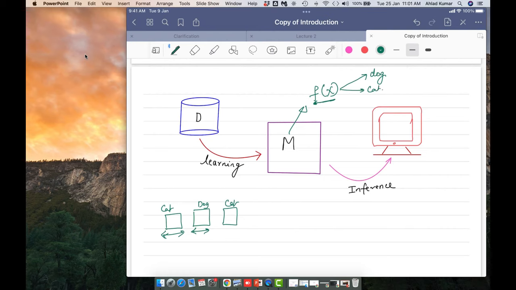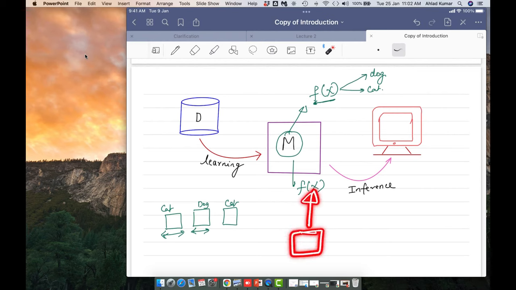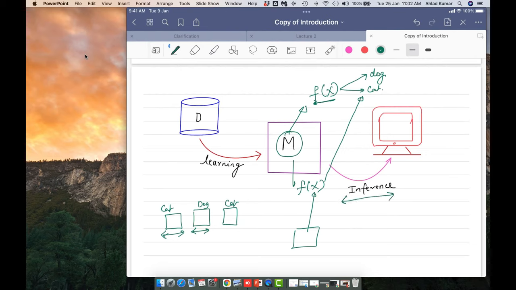Once this model generates a function f(x), we can use it for inference. What do you mean by inference? Inference means you feed an image in now, and you want to know whether this function will give you the answer dog or cat. This process, where you feed the image into this function and get the result out, is called inference. So inference means you are inferring from the data whether this is a cat or a dog image.